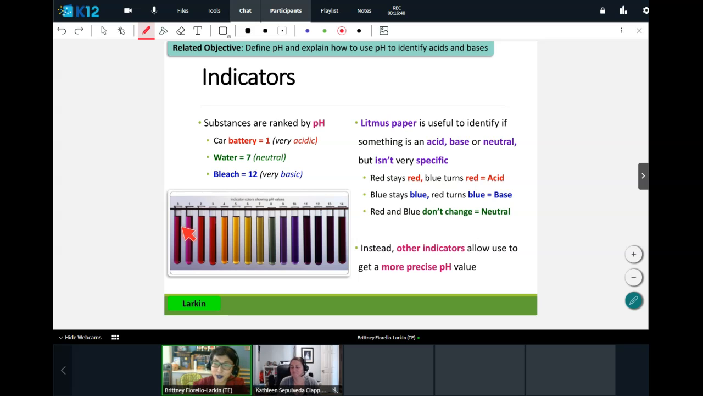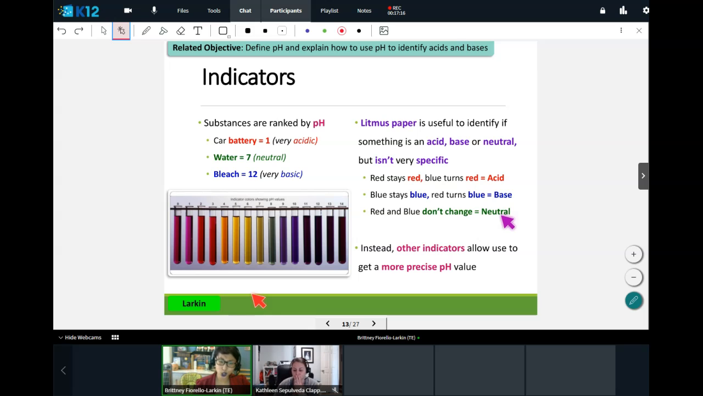All right, so let's talk a little bit about this idea of indicators. Again, we learned yesterday about litmus paper, that there's red and blue litmus paper, and depending on which colors they change, that tells you if you have an acid, base, or neutral, right? We said if your red paper stays red and your blue paper turns red, red and red means acid. If your blue paper stays blue and your red paper turns blue, B for blue, B for base, so blue, blue, base. And if they don't change, red stays red, blue stays blue, then that must mean it's neither acidic nor basic. That must mean it is neutral.